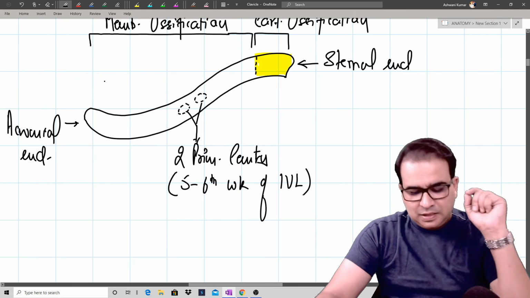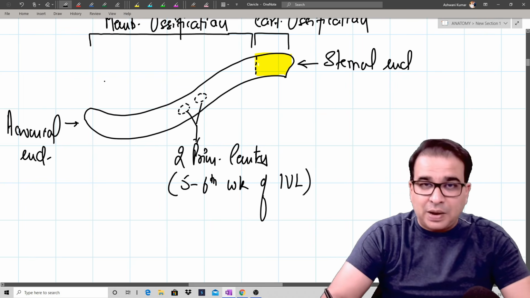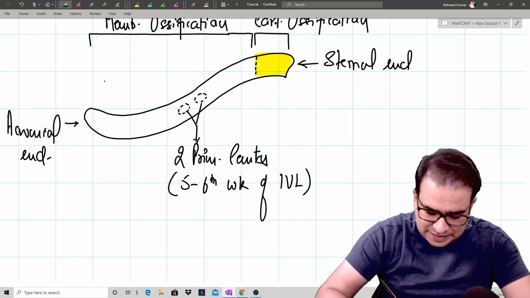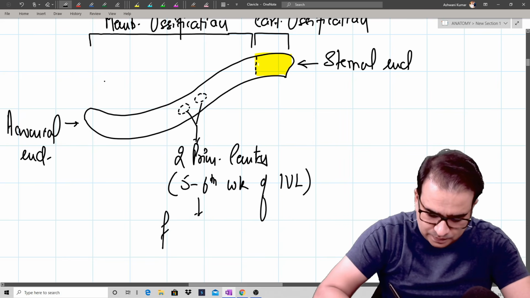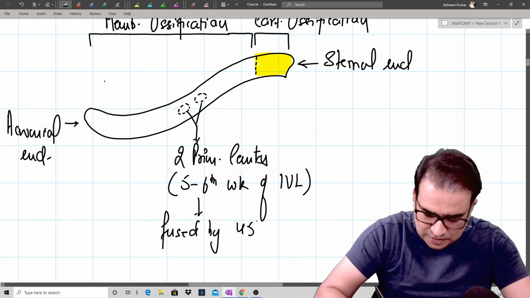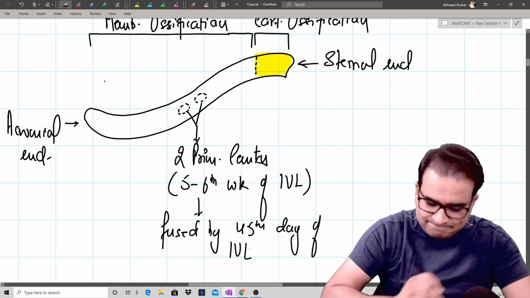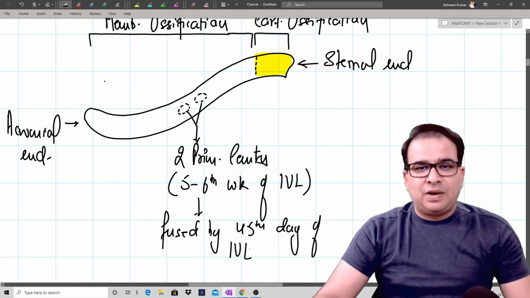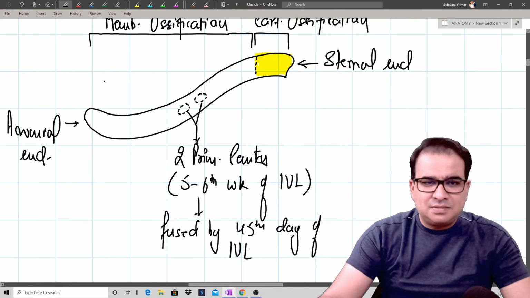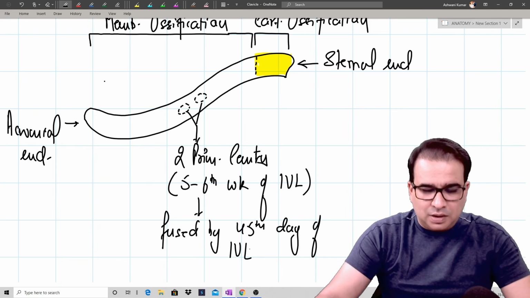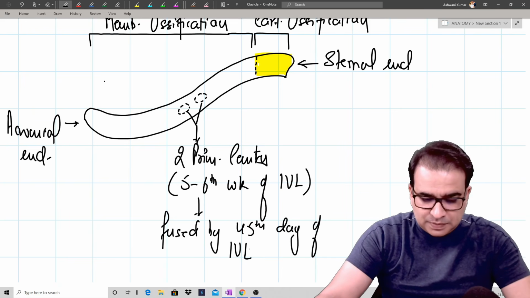Writing IUL, the 5th to 6th week of intrauterine life, the primary centers appear, and these primary centers fuse with each other. They are fused by the 45th day of intrauterine life only. So they appear and then they fuse. That is about the primary center of ossification.